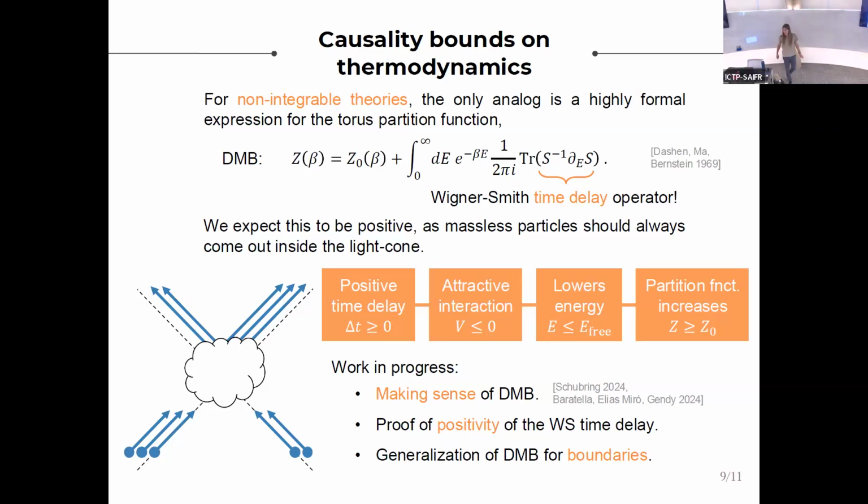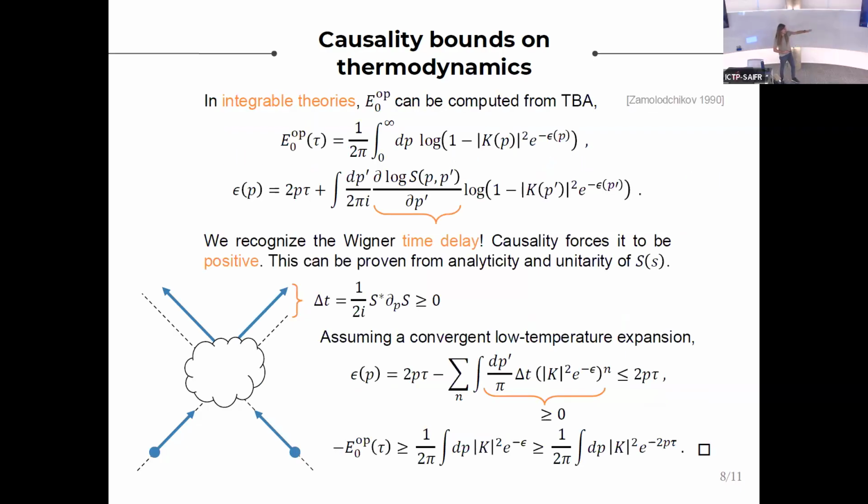You know that time delays are in general not positive. So what would be the ingredient to prove that they are positive? The ingredient that we used was the fact that it's massless scattering. Honestly, for this one, the proof just uses the fact that it's analytic in the upper half plane and unitary. And that's all you need.